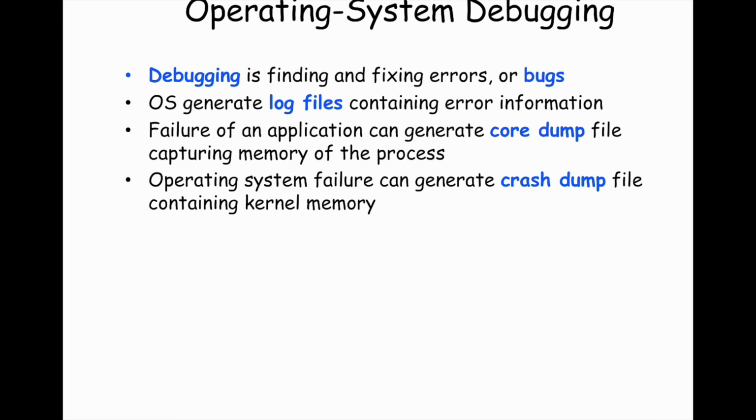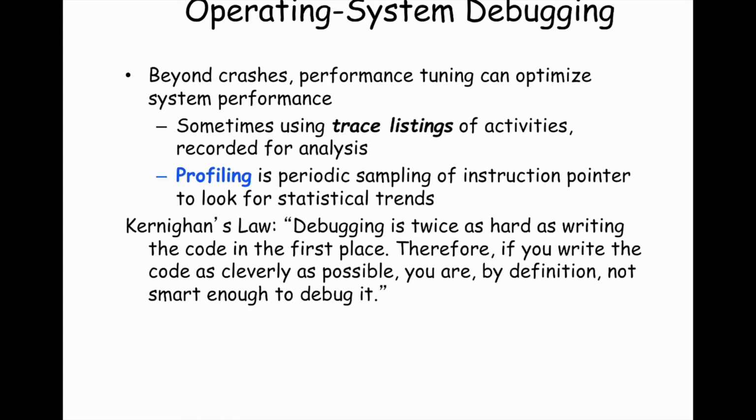Okay, and so when an operating system fails, it can generate something called a crash dump file. And that crash dump file is nothing more than a core dump for the OS kernel, right? They call it different things to distinguish between whether it's for an application or the kernel itself, since the kernel is very special and very different from a typical application.